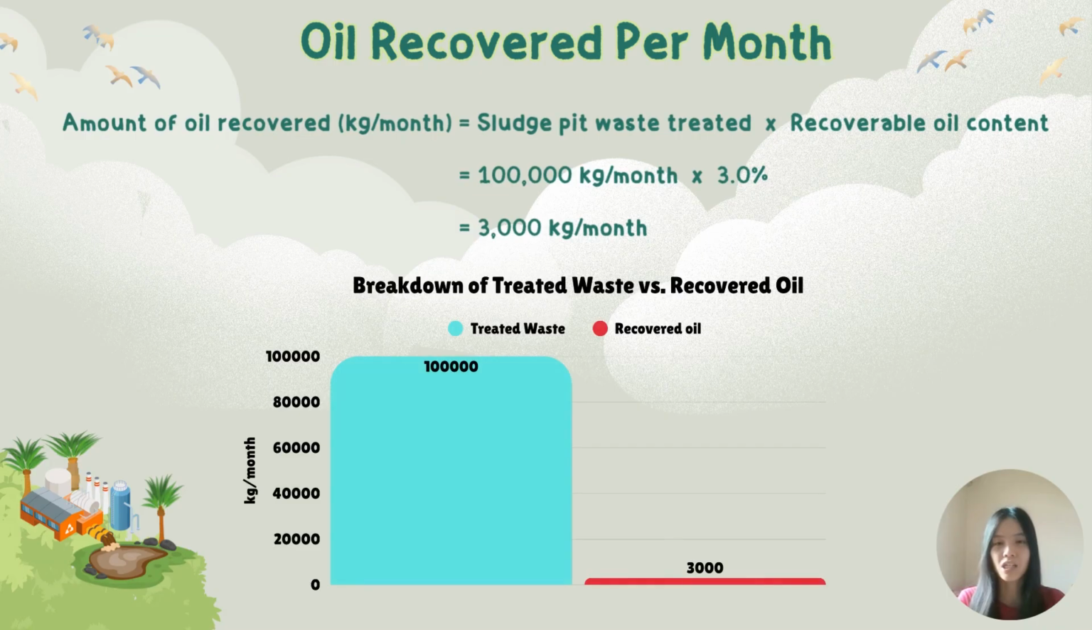Let's move on to the calculations of oil recovered. We start by multiplying the total sludge treated, which is 100,000 kilograms, by the recoverable oil content, which is 3%. This gives us 300,000 kilograms of oil recovered each month.